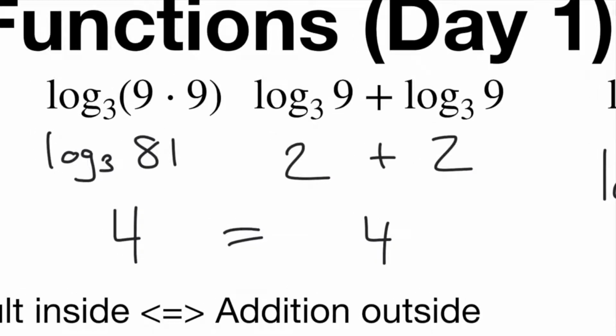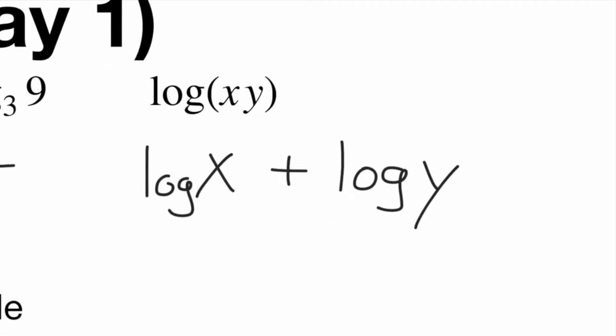Even more importantly than that, you can say that log base 3 of 9 times 9 is equal to the log base 3 of 9 plus the log base 3 of 9. Addition on the outside, multiplication on the inside. So what would that look like here? We've got log base 10 of x times y. Multiplication on the inside becomes addition on the outside.